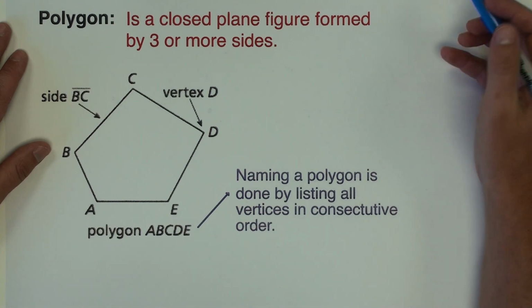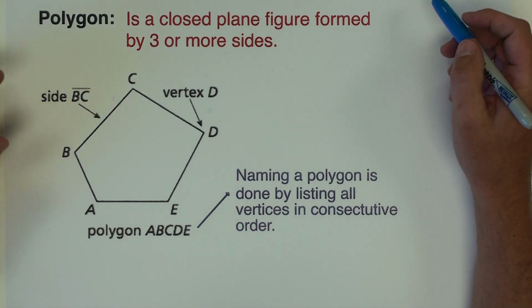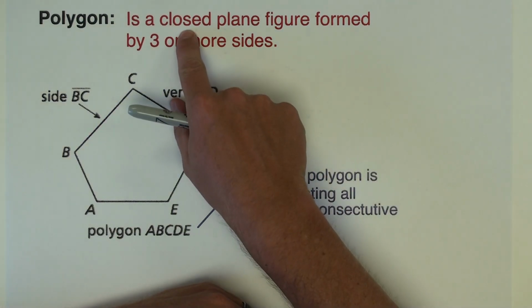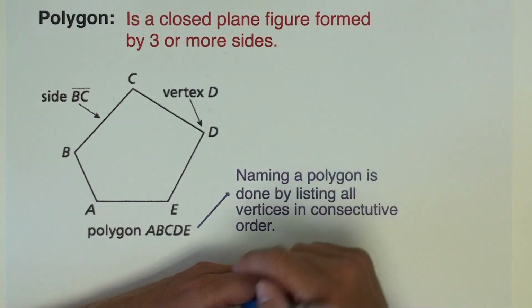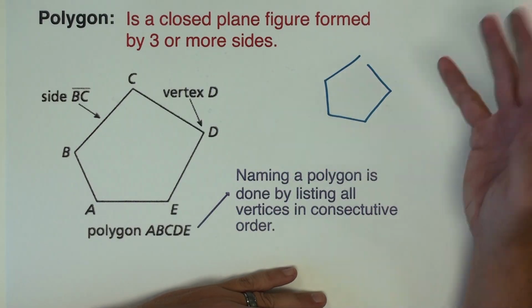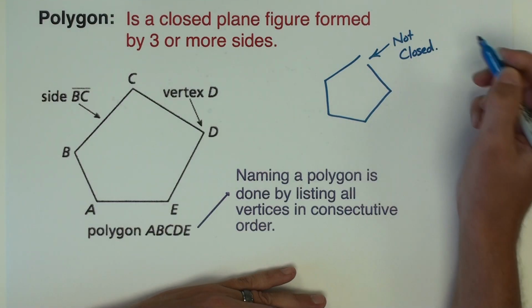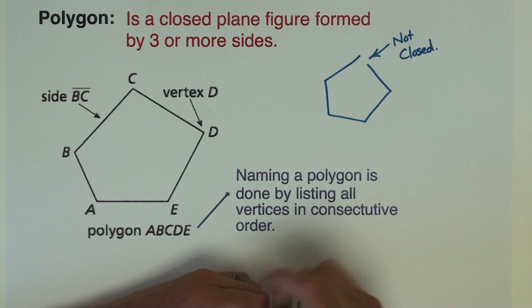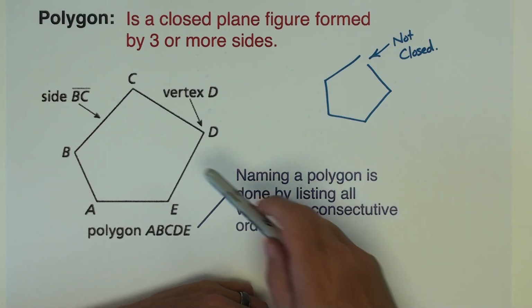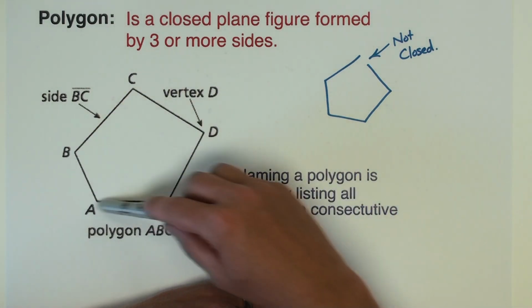Okay, so when we talk about polygons, what we're talking about is a closed plane figure formed by three or more sides. What we mean by closed is that there's no gap, there's no opening, right? So if I were to draw a figure like this, that's not closed, okay? So we need to have a closed plane figure formed by three or more sides, right? So here's a picture of a polygon.